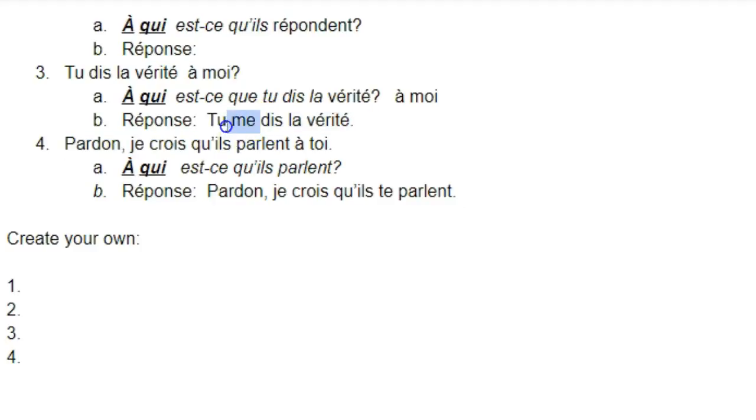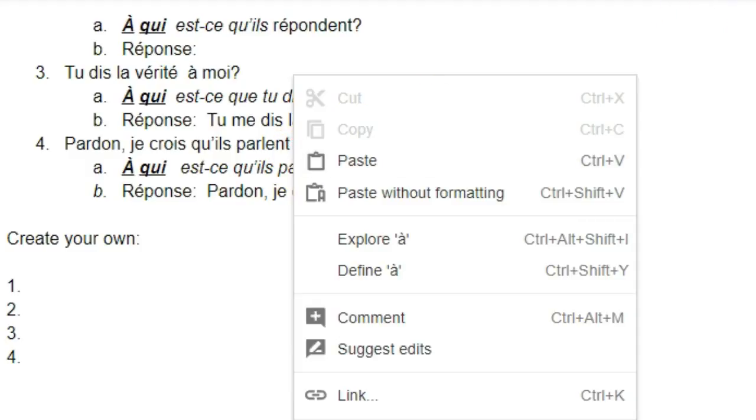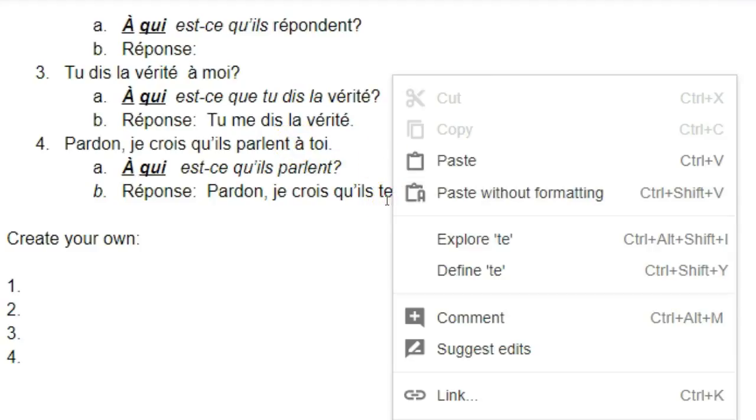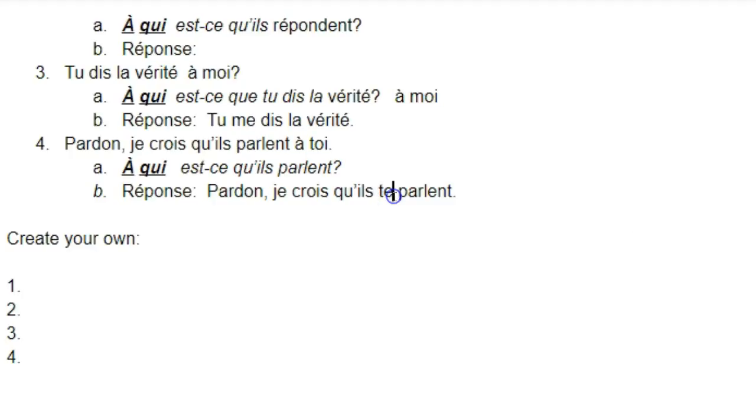Me. Pardon, je crois qu'ils te parlent. Excuse me, I think they are speaking to you. Il parle à toi. À toi is replaced with the indirect object, te, and it's put in front of the verb that it refers to. Now see if you can create some of your own.